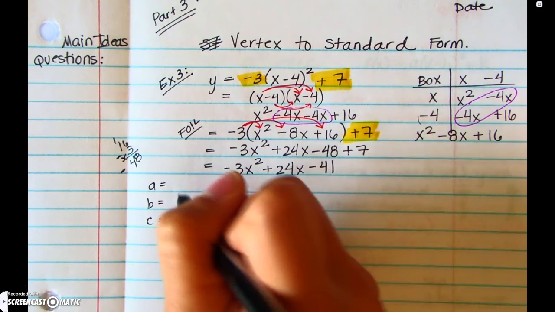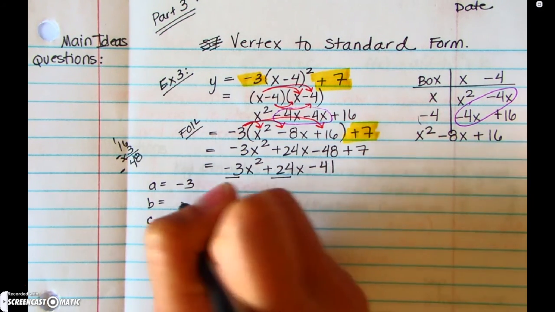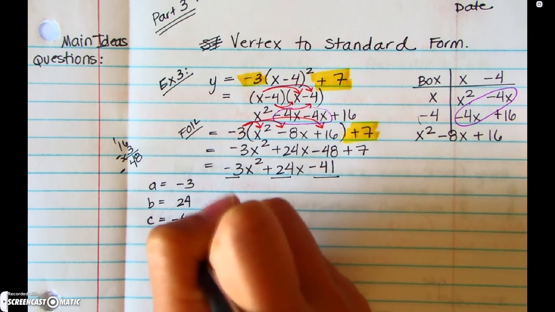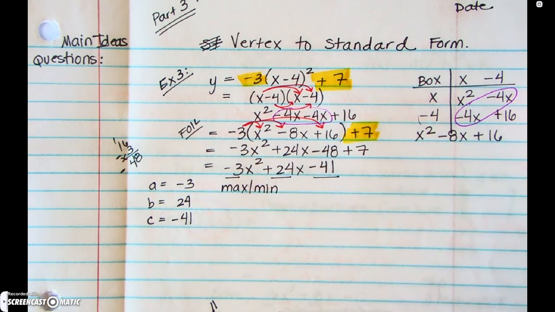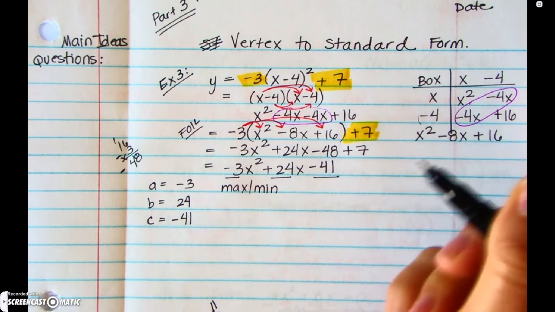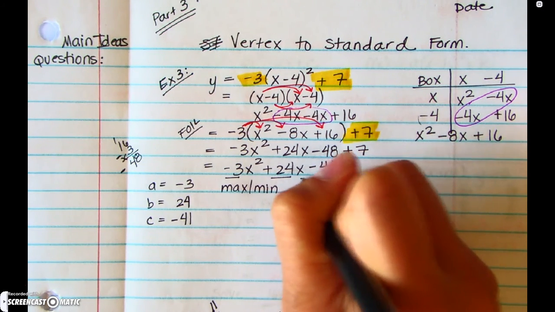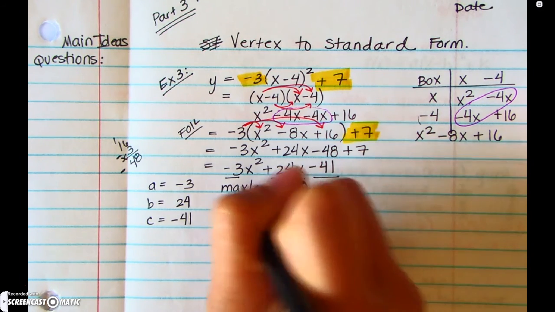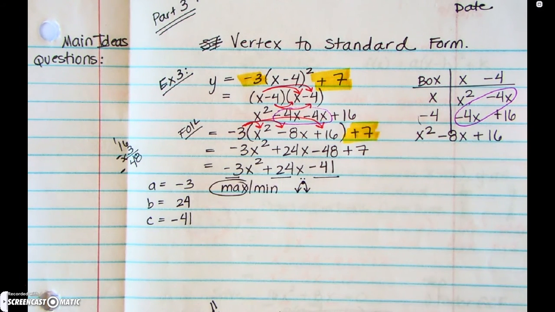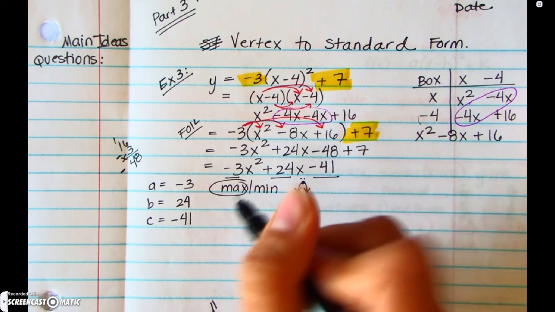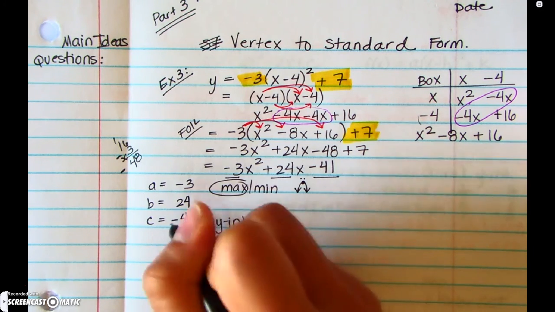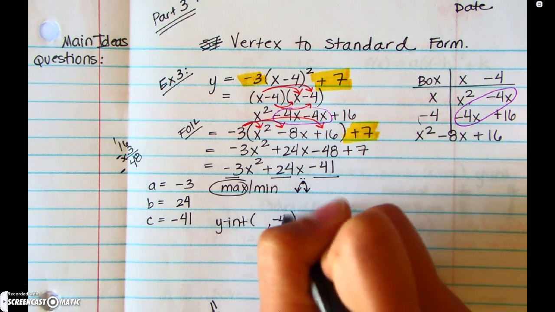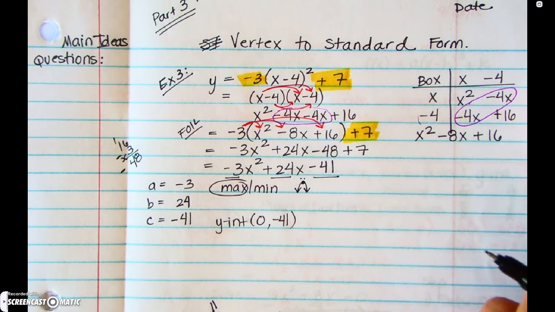We know that the value of A is -3, the value of B is 24, and the value of C is -41. We need to decide, is this maximum or minimum? A is equal to -3, so that means it's going to be a sad face. The number at the top is going to be a maximum. So this graph is going to be pointing down and have a maximum or a vertex at that point. Your y-intercept always comes from your c value. So this graph crosses the y-axis at 0, -41.